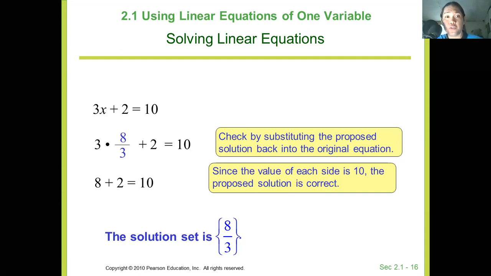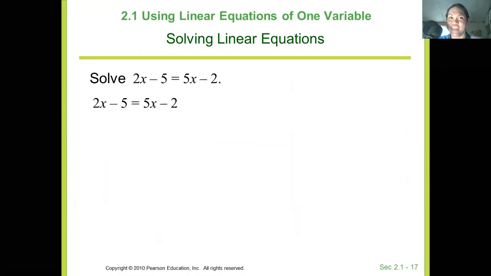Then, of course, multiply 3 times 8 over 3, that gives you 8 plus 2 is equal to 10. Since the value of each side is 10, the proposed solution is correct. So the solution set is 8 over 3. Very easy, right? Okay, let's have another example.